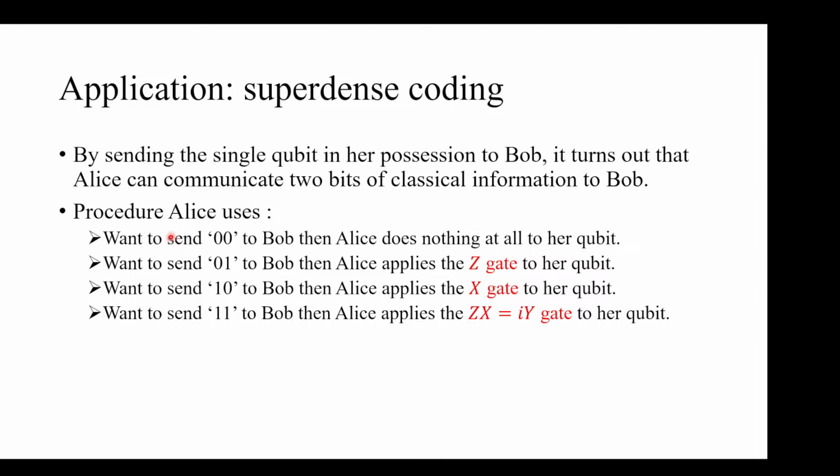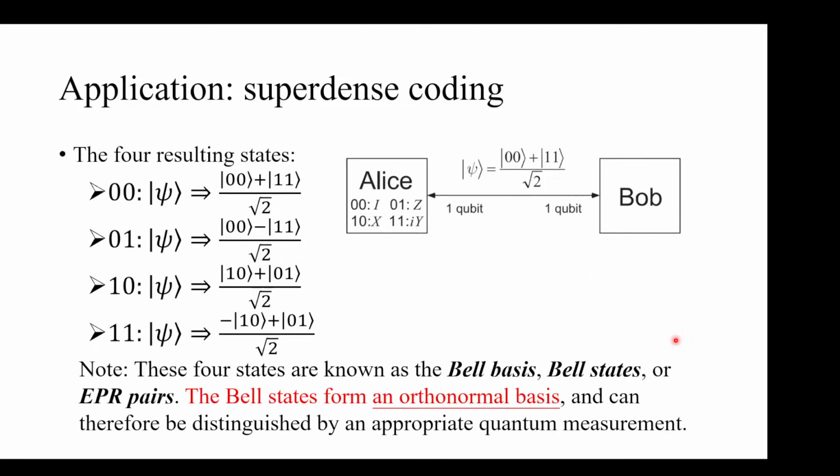Okay, and so if she has 0, 0, then she does nothing. If she has 0, 1, she does a Z gate on her qubit. If she has 1, 0, she does an X gate. And if she has 1, 1, she does ZX, which actually means apply the X gate, then apply the Z gate to her qubit. Okay, and so what happens to her qubit is it will become those 4.